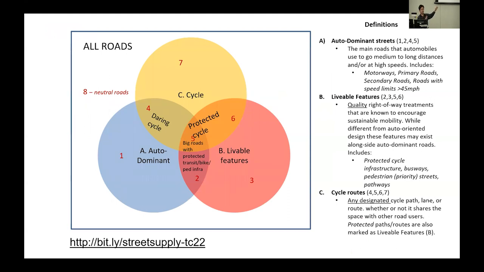This is how we use the tags in OpenStreetMap. This could be refined, but we define three different categories. Auto-dominant streets: if a street has all these different tags, then we would consider it auto-dominant. Then livable streets: if you have protected cycling infrastructure, bus lanes, et cetera, then we would consider that a livable feature. And then cycle roads, any designated cycle paths. So this is the rough category that can be further refined. Imagine a street, and all of those can coexist together. You can have five, which you have auto dominance. So this is the categorization we did, which can be further refined.